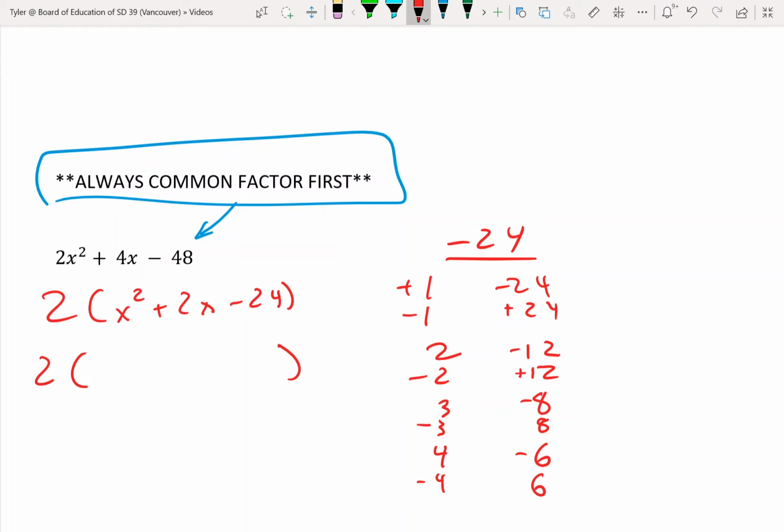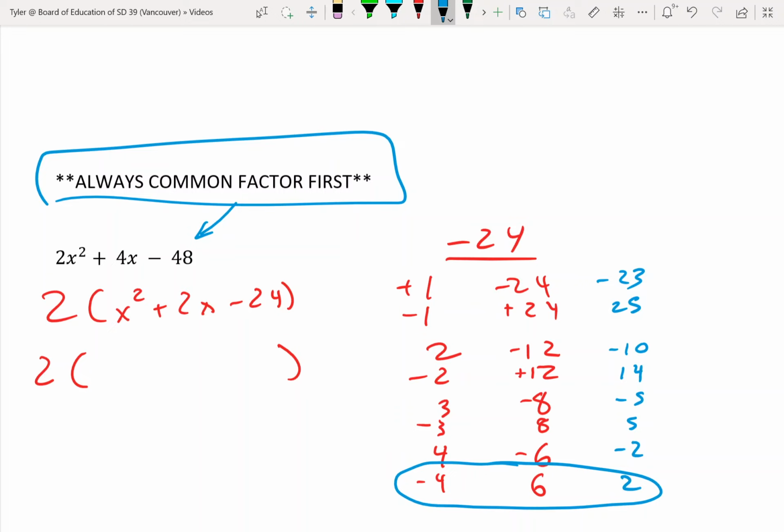So now that we have them all written out, we need to figure out which one adds up to 2. So you don't have to write them. You'll get better as you practice. But this is going to be -23, 25, -10, 14, -5, 5, -2, and 2. Okay. So we were trying to find +2, so it ended up being this pair right here.